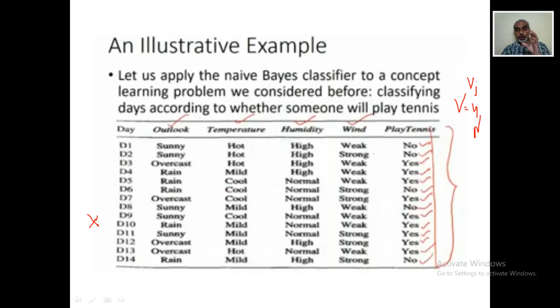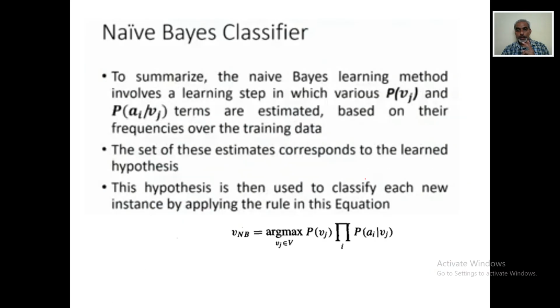So you have many attributes. Now if you want to find the probability of yes and the probability of no, because in our equation we have the probability of, now we'll come back to this equation.